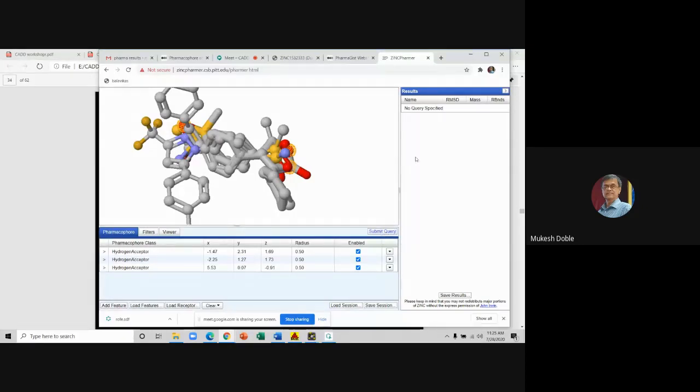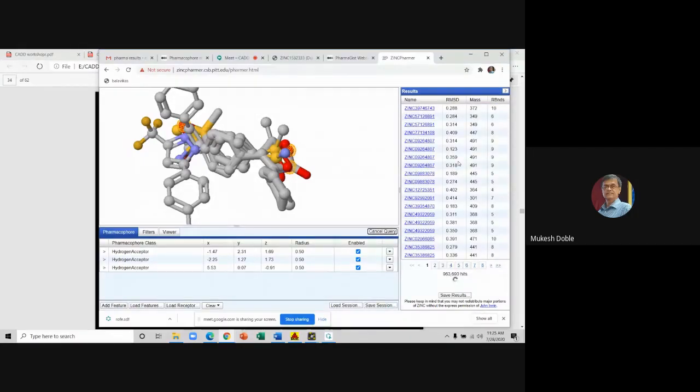So we will say submit query. You can see it is working, it will take a little time. Oh, not bad, it was fast. It gives you the RMSD also here, that means the root mean square deviation of that molecule with this feature. So we can arrange them from the lowest to the highest RMSD.